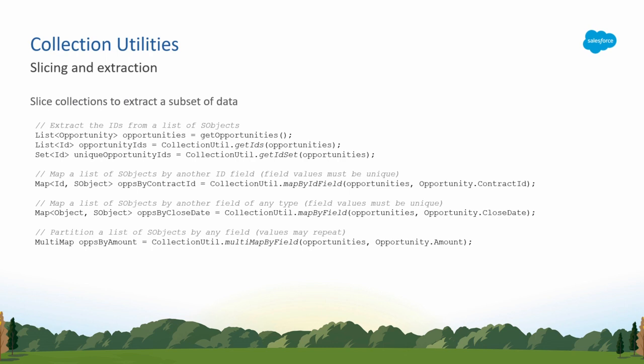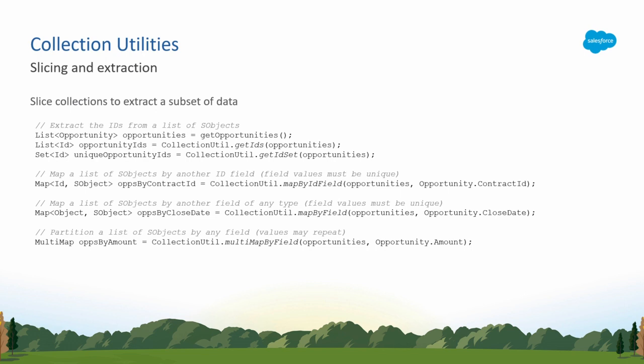Another thing that's really handy is the ability to map by ID field. So this shows the example of, for all the opportunities, go and map by contract. That's only safe if there's a one-to-one correspondence there. If there's not, we will throw an exception. We don't want to be ambiguous and you end up getting the last one that had that contract ID. It would actually throw an exception saying that it would be a duplicate entry.